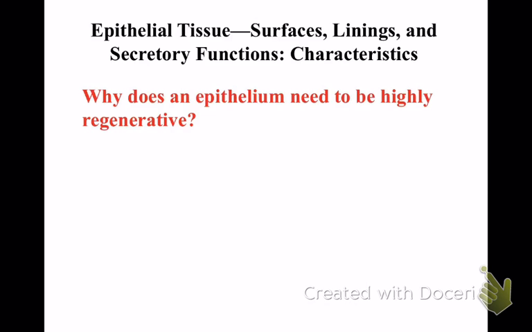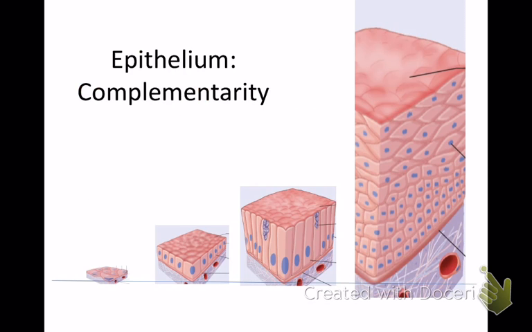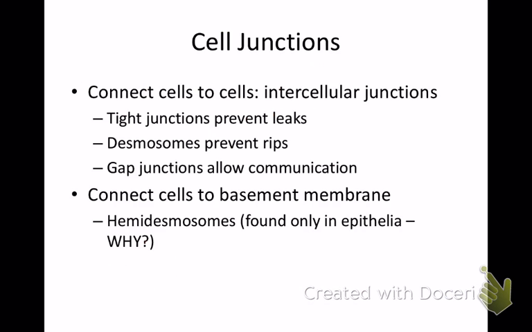So why is it called a hemidesmosome? What does hemi mean? Half. So what was a desmosome? A desmosome connects one cell to a neighboring cell. It takes two halves, two cells, to make a whole desmosome. If you're connecting to the basement membrane, you don't have another cell as a partner on the other side. So you're just half a desmosome.